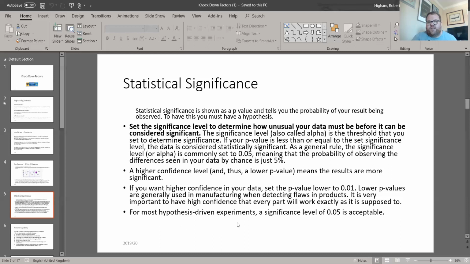Hypothesis-driven experiments are a bit more of a finger in the air: I'm going to have an investigation of this because I think this will happen, then a 0.05 is fine. Again, not something I'm expecting us to take forward too much, but it's just good to know that if we're ever looking at data, p-values for significance do exist.